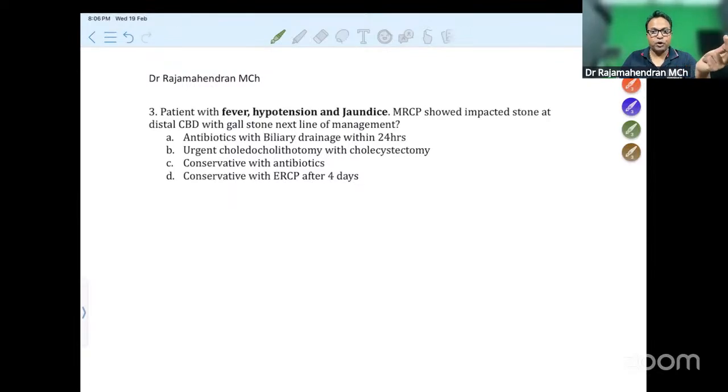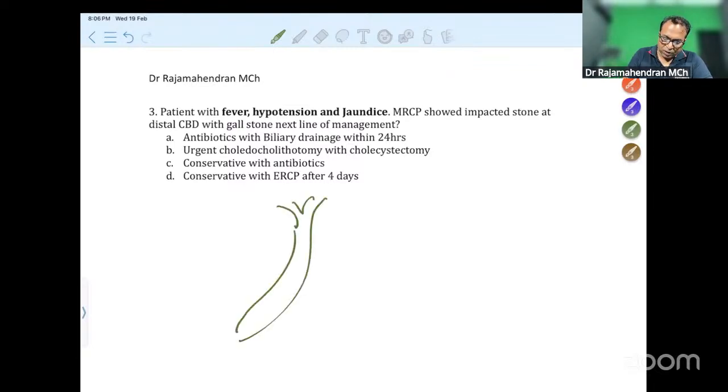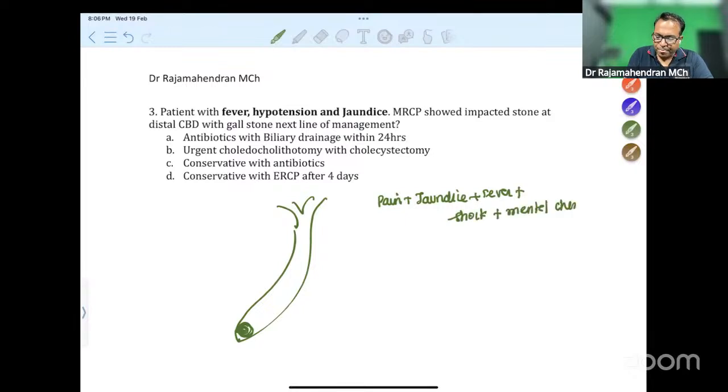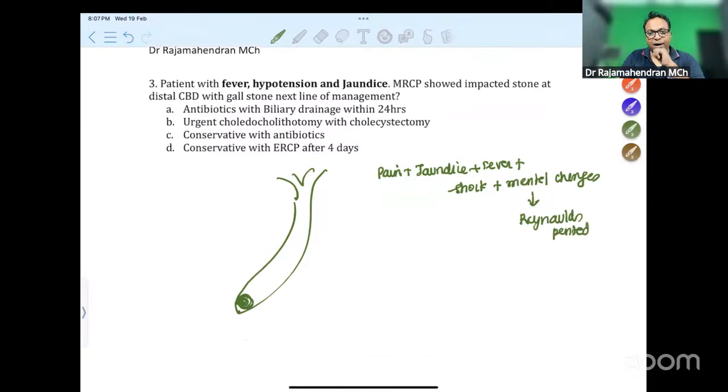Patient with a fever, hypotension, jaundice. MRCP showed an impacted stone in the CBD. So this is a stone in the CBD. Patient has pain, jaundice, fever, plus shock. Let us assume there are mental changes also. So this is a case of Reynolds pentad. Don't forget, Reynolds pentad is present. The patient is in severe cholangitis due to Reynolds pentad.